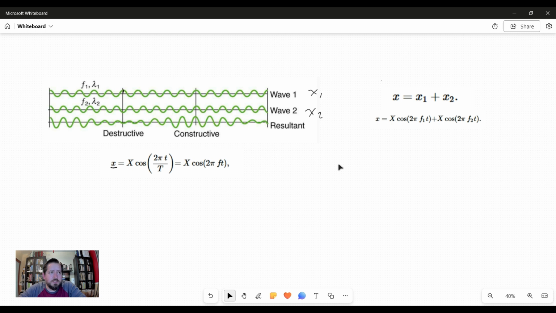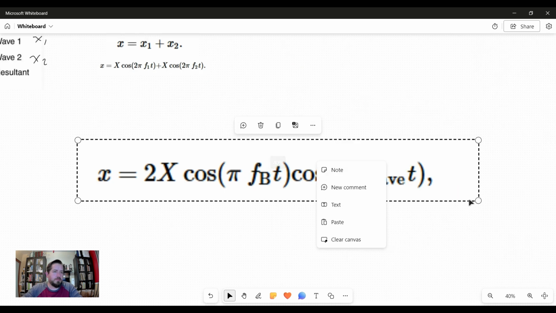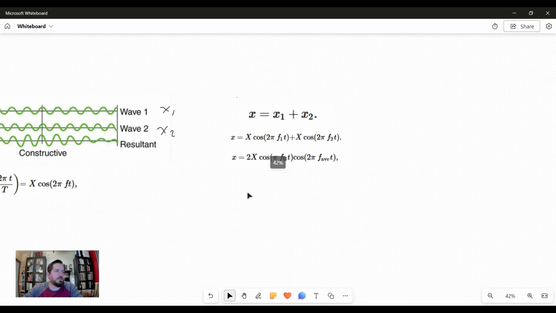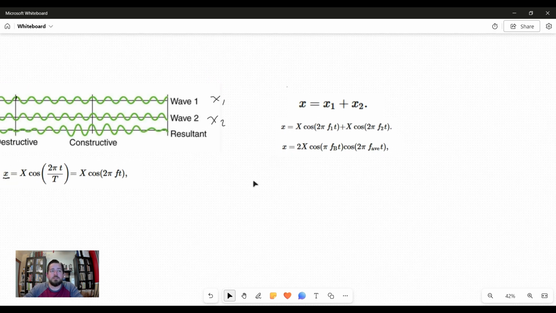So x, which is the two waves added together, is just capital X. We're assuming that they have the same amplitude. So it's the amplitude times cosine 2 pi f1 t, plus the amplitude times cosine 2 pi times the second frequency f2 t. But there's a trig identity where we can add those together, and we get this, where the resultant is now a product instead of a sum, but I've got 2x for my amplitude.